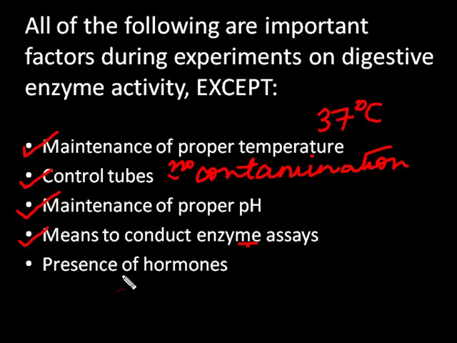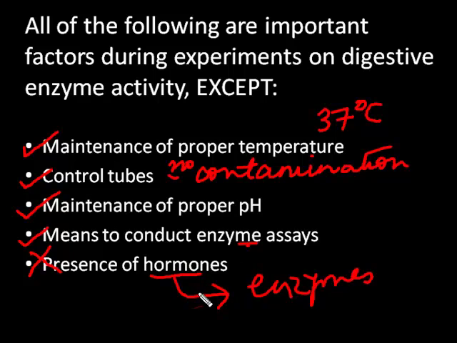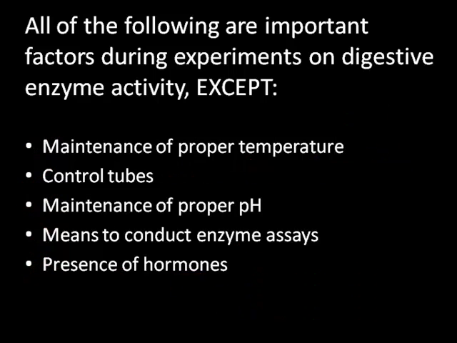The last one, which says presence of hormones. Now you don't need this in order to carry out activities on digestive enzymes outside the body when you're doing an experiment because the enzyme is already there. Remember, in the body, hormones bring about the release of enzymes. So in the body, your hormones are needed because they act to cause secretion of enzymes from the cells. But here, you're already working with enzymes, so you don't need the hormones. So hormones are not needed. Hence, this is the answer to this question.